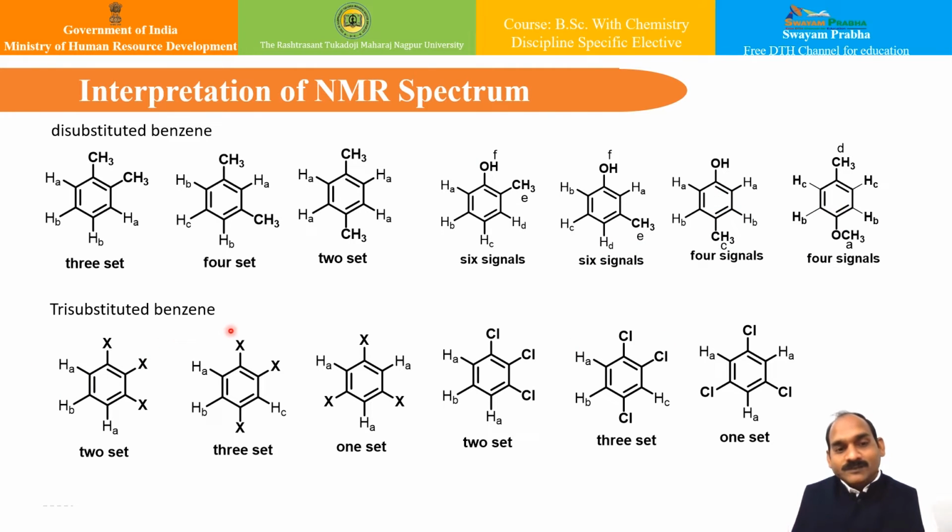If you go for trisubstituted benzene, you can further differentiate, like the environment of these 2 protons is similar. These protons are different, and therefore 2 sets. In this case, there will be 2 sets. There will be 3 sets in this case, and likewise so on. You can go on predicting the number of different types of environment for the protons, and you can go on predicting how many sets of peaks you are going to get in NMR spectroscopy.